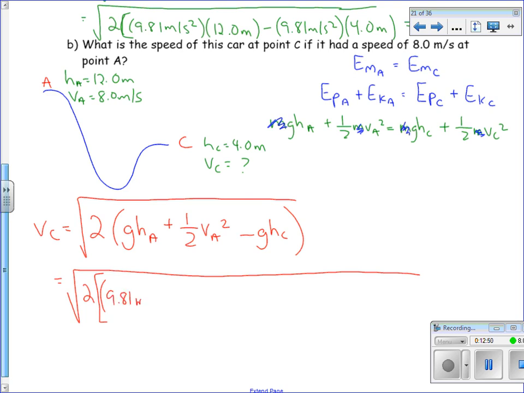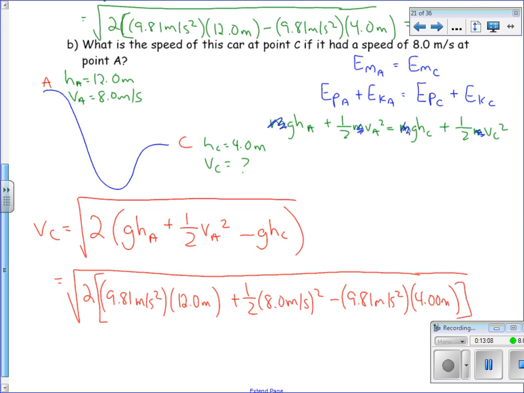So 9.81 meters per second squared times 12 meters plus 1/2 times 8.0 meters per second squared minus 9.81 meters per second squared times 4 meters. And then that's all multiplied by 2. So you should get a velocity that's greater than it was in part A because it has more mechanical energy, right? This value here is bigger than it was in part A. And in fact, we get 15 meters per second.